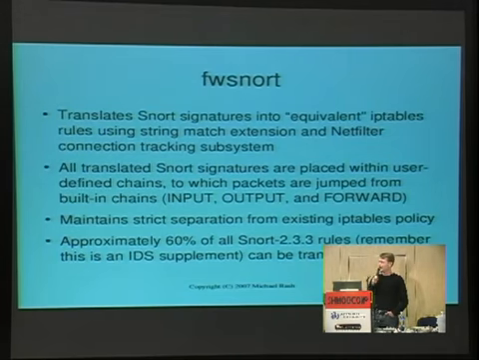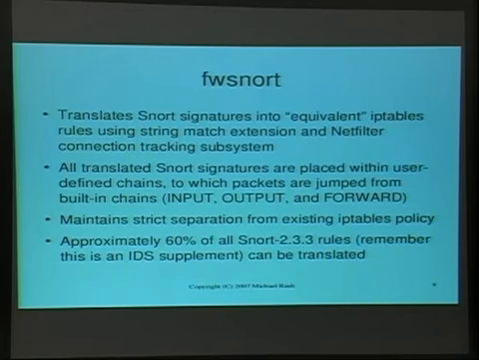About 60% of all rules in the Snort 2.3.3 release, which is the last release of Snort that contains a GPL rule set, can be translated. The 60% translation rate, incidentally, is up about 10% from the previous release. So in the current release of fwsnort, which is 0.9.0, it now is able to translate Snort rules that make use of multiple content matches, because the iptables infrastructure is so good now that it allows multiple matches per rule. And we'll see some examples of that shortly.